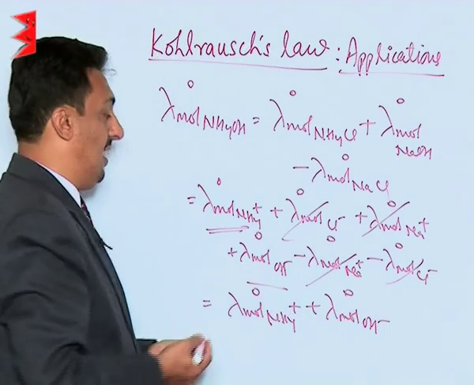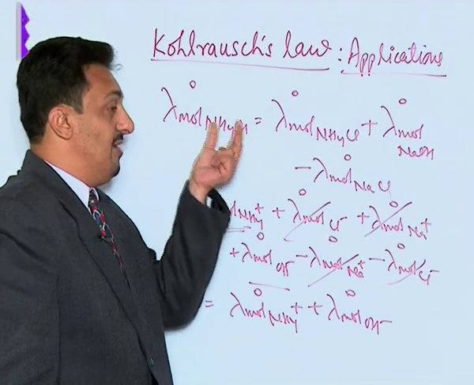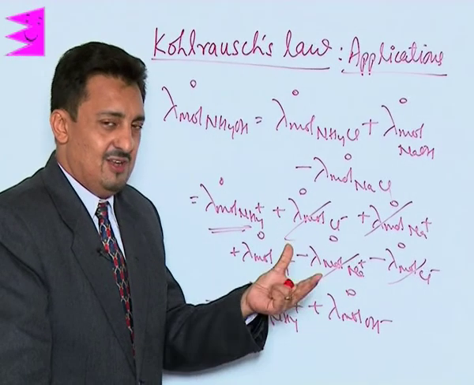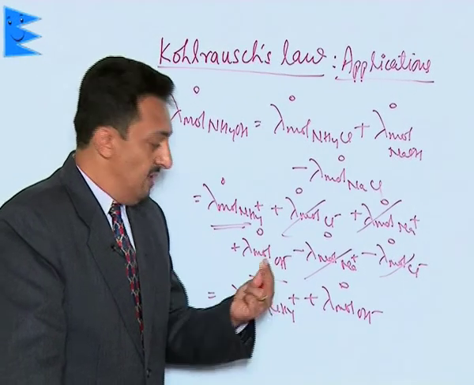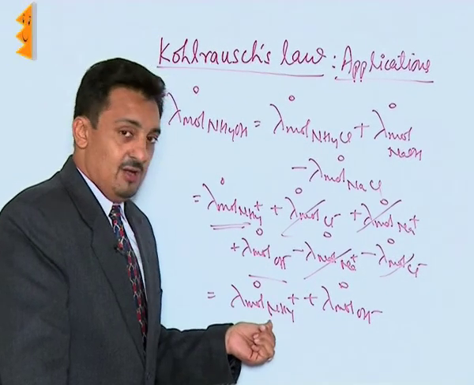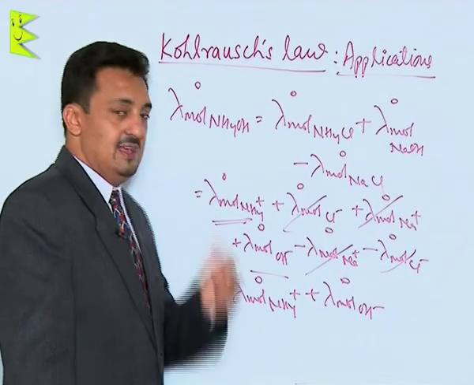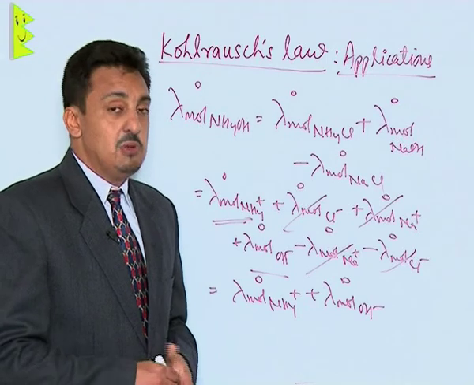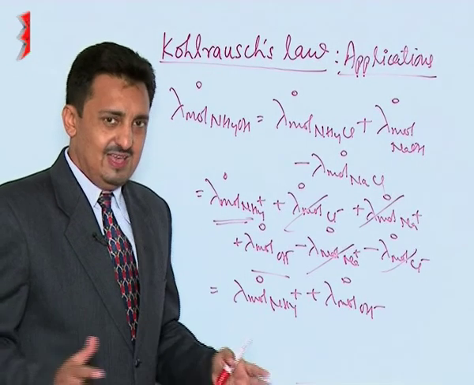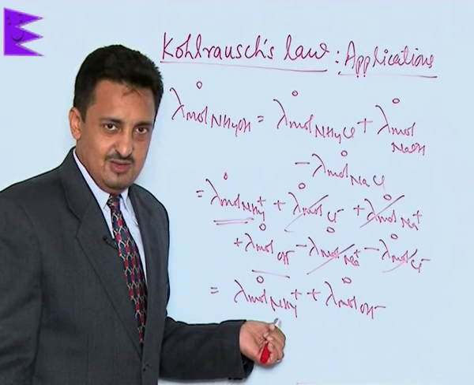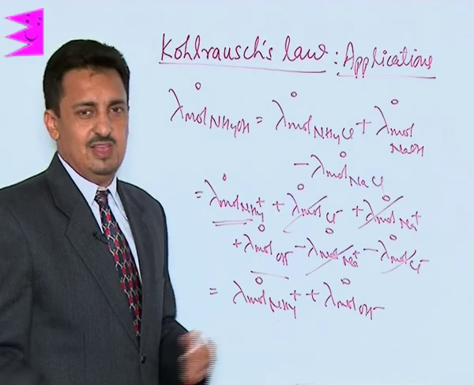Because this is what the Kohlrausch law of independent migration of ions is. Since we know that they will not dissociate completely, we cannot find out their lambda naught values, but from the data of the strong electrolytes we can know the lambda naught values of ammonium ions and hydroxide ions. The moment we add them like this, we get the lambda naught of ammonium hydroxide, which will of course be a theoretical value: if it dissociated completely, this would have been its maximum value. So this is how we can find out lambda naught, or limiting molar conductivity, for weak electrolytes.